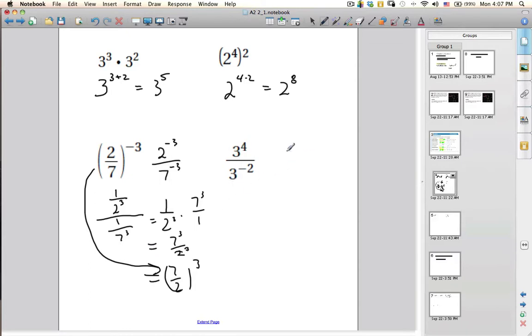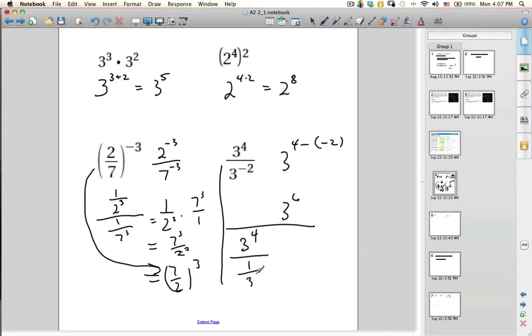Here I have items with the same base, so I have 3 to the 4th. I'm dividing, so I'm going to subtract the exponents. 4 minus negative 2 becomes 3 to the 6th power. If I wanted to do this problem another way, I could say this is 3 to the 4th over 1 over 3 squared, and then of course if I divide by a fraction, I invert and multiply, so that'll be 3 to the 4th times 3 squared over 1, and now I'm multiplying and adding the exponents, and I still get 3 to the 6th power. So you could have done this problem either way. Both are certainly correct.